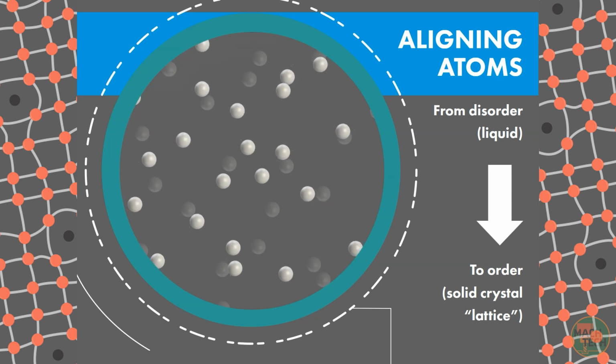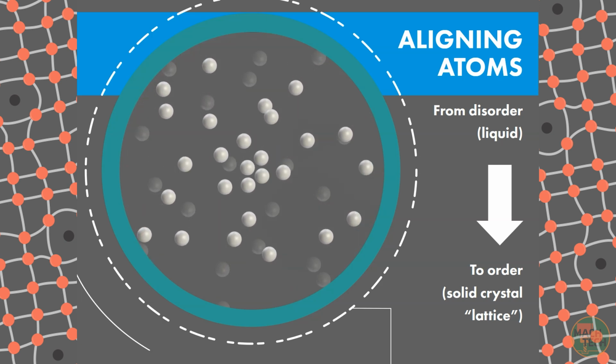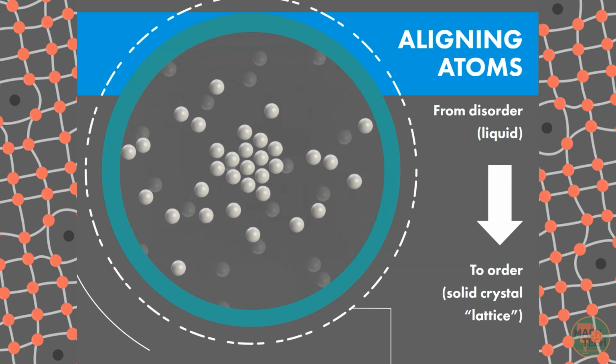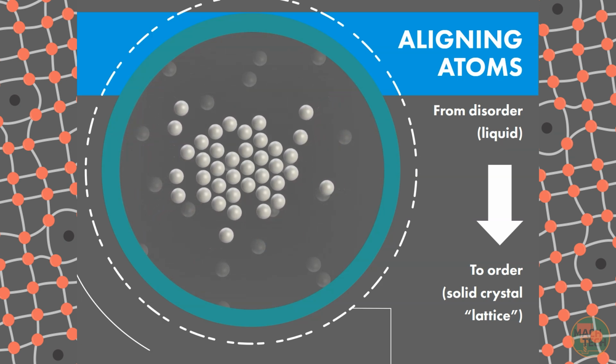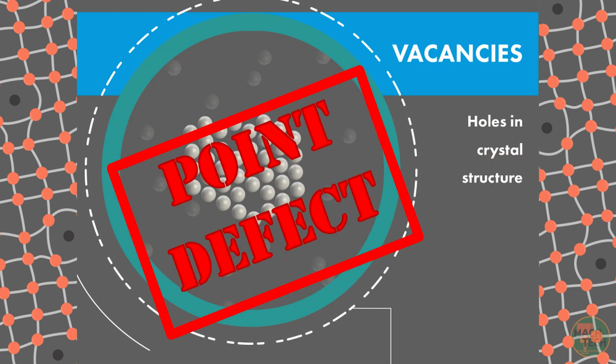Here's an animation of atoms coming together to form a crystal structure. There's a sort of seed atom that acts as the nucleation site. Then other atoms start to bond to it and the crystal grows. Notice, however, that the structure is not perfect. Depending on how the atoms arrange themselves, there may be little spaces where an atom is missing. This type of point defect is called a vacancy.